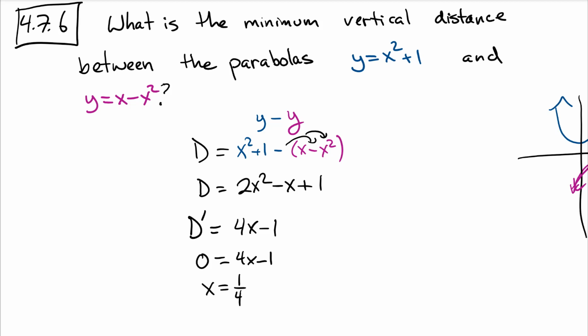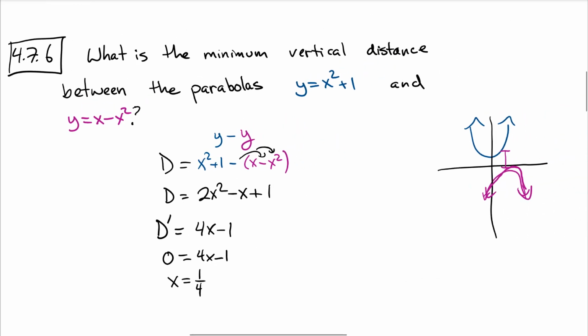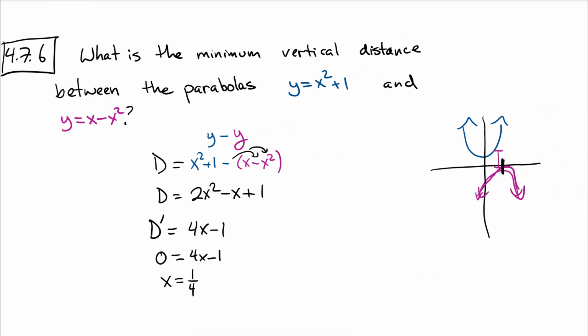But that's not the answer. We just found where it occurred. When x equals 1/4, that's not what the question is asking us. It's asking what the minimum vertical distance is. So what we need to do is take our 1/4 and plug it into the formula that we found right here, the distance, to find out what that distance actually is.